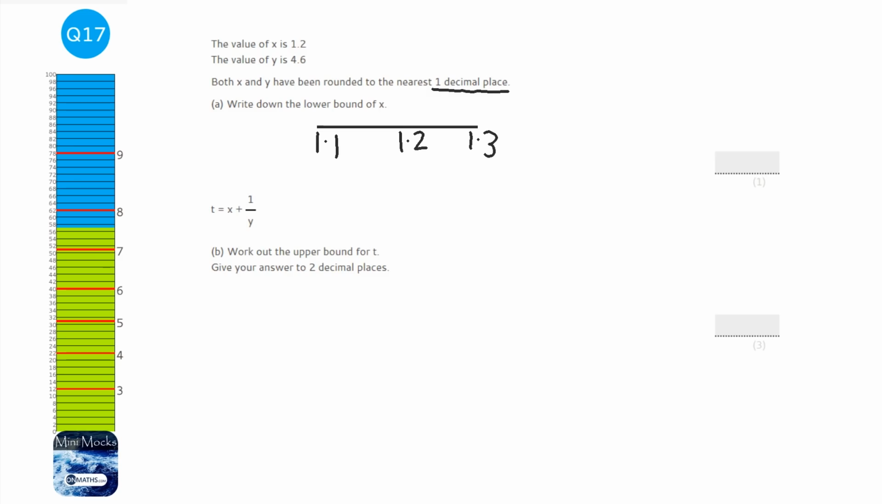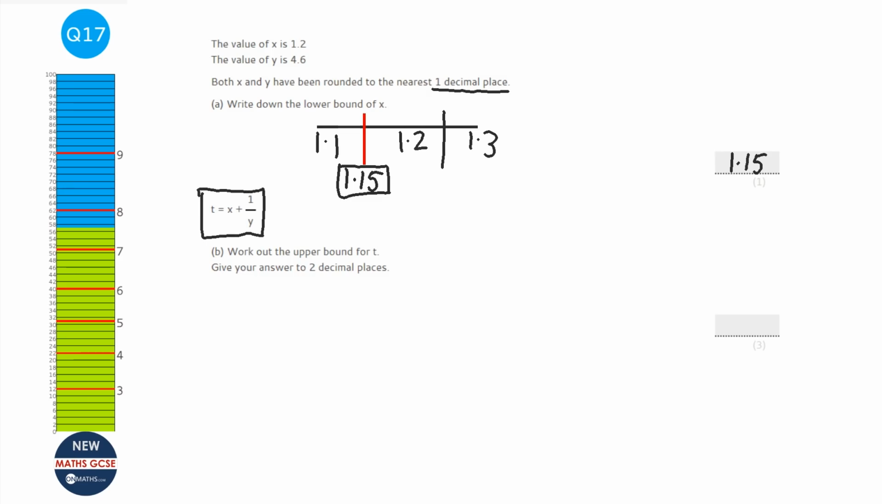So the next thing to ask yourself is, where's the cutoff point? What stopped it from being 1.1? Why did it round to 1.2? So the lowest it could be is halfway between those two numbers, which is 1.15. So that is our lowest bound, lower bound. The upper bound, the higher bound, would be here, which would be 1.25, but we're not asked for that. So 1.15 is the cutoff point. Now this is a slightly harder question in B because we're given this formula here.